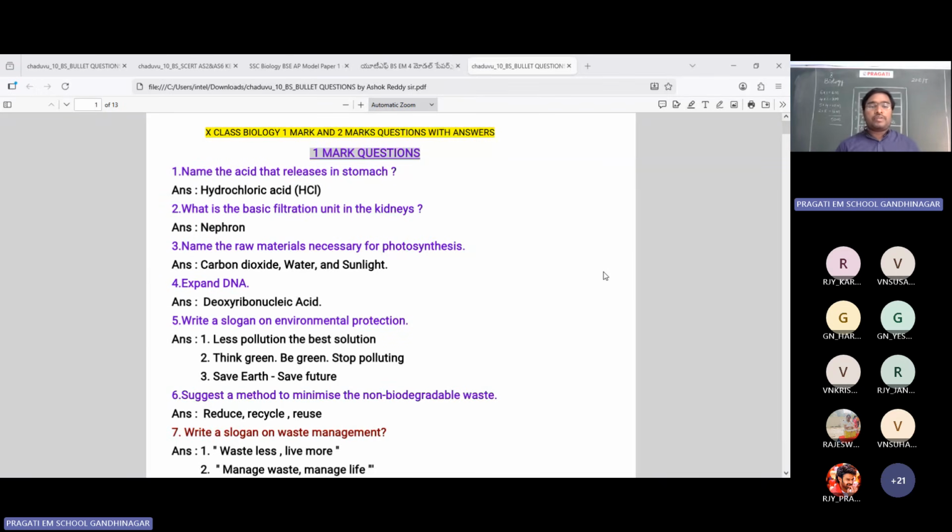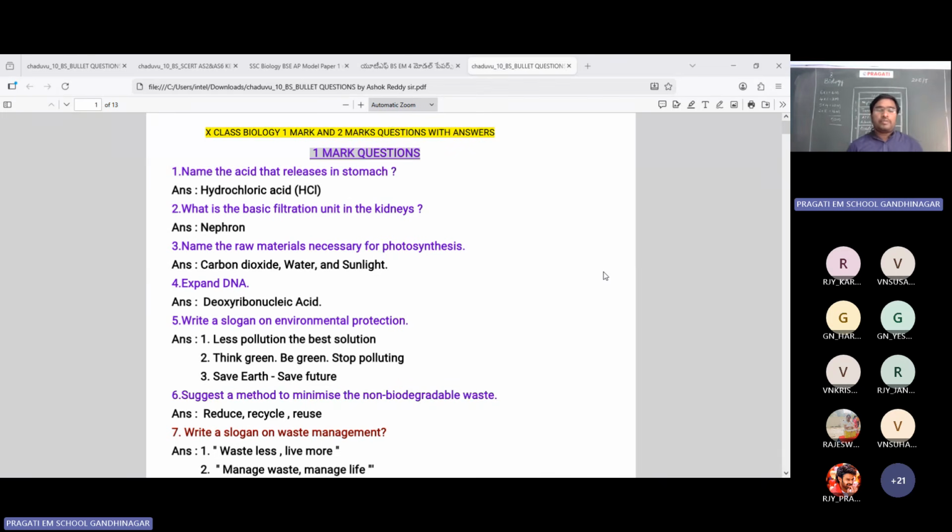And the third important question, name the raw materials necessary for photosynthesis, which is a repeated question, most important and repeated question, children. So what are the necessary materials for photosynthesis? Carbon dioxide, water, and sunlight.